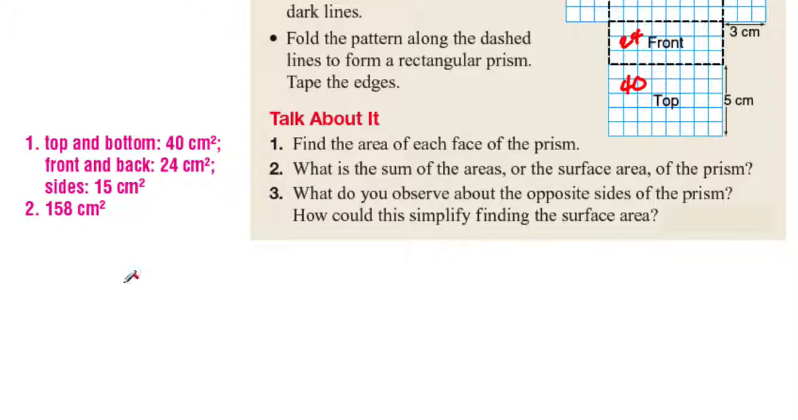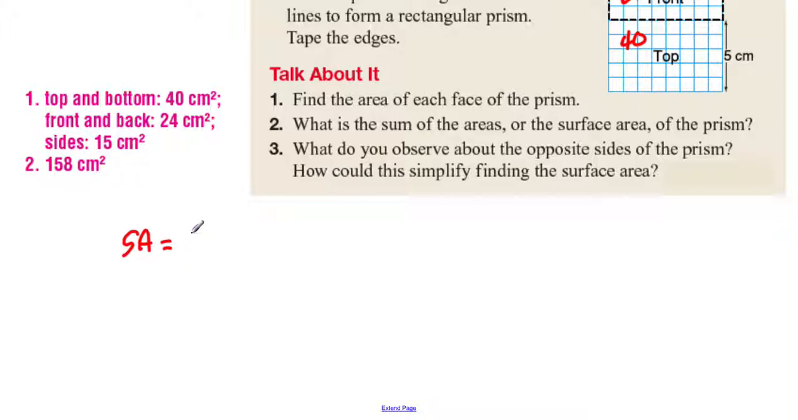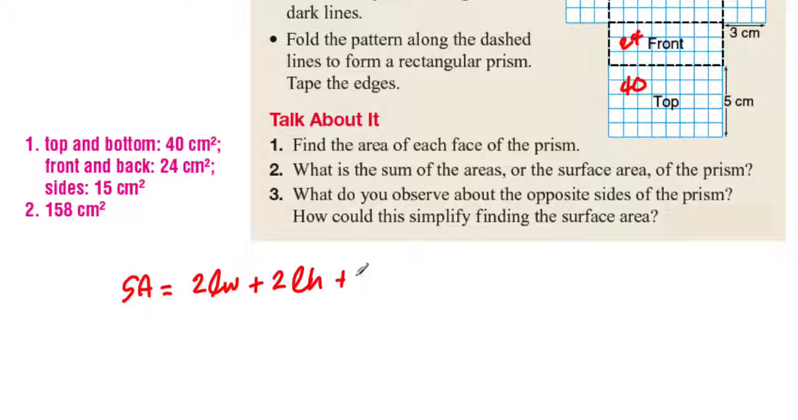The surface area of a rectangular prism, and this is only true for a rectangular prism, would be 2 times length times width, which is the top and bottom, plus 2 times length times height, which is the front and back, plus 2 times width times height, which are the two sides. I can also simplify this further to become 2 times the quantity length times width plus length times height plus width times height. So you notice this is now the formula for our rectangular prism right here.